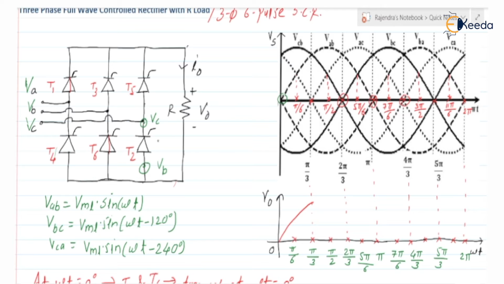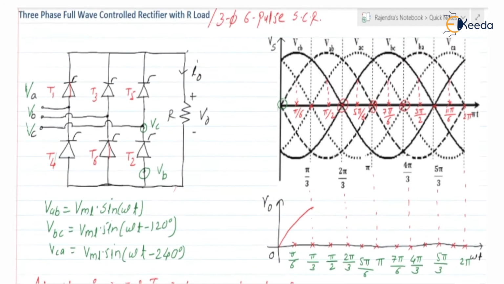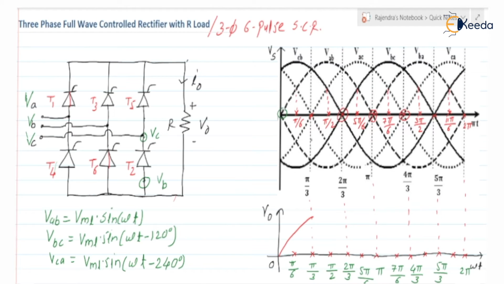So what is the voltage across the thyristor T2? It is Vb minus Vc, that is VBC. So check at omega t equal to pi by 3, what is the VBC? At pi by 3, at this instant, VBC is this curve. So VBC is negative at pi by 3. Are you getting the point?